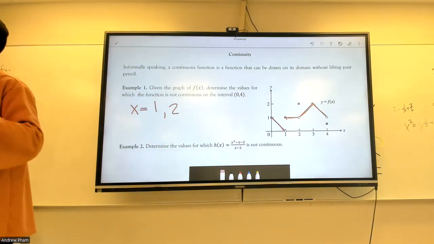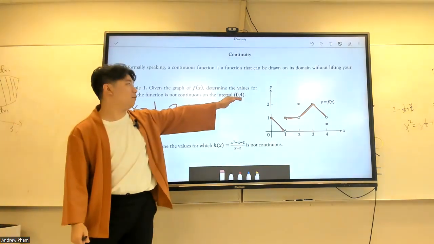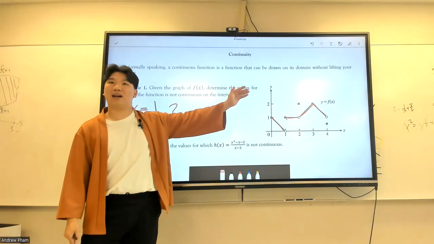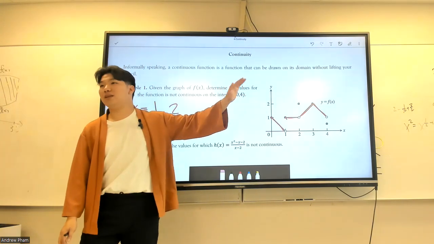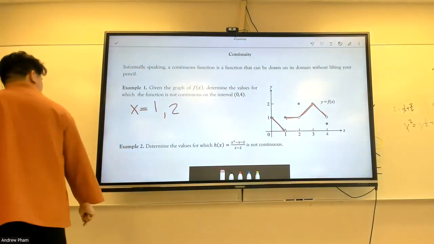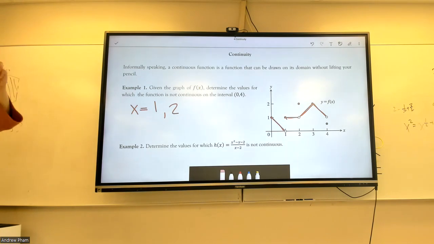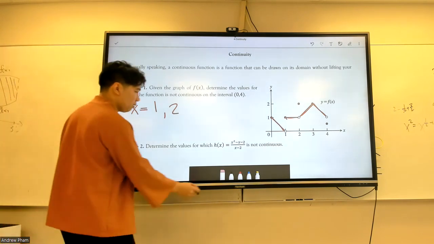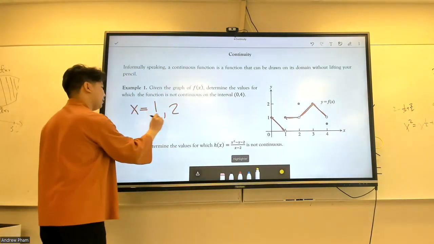Yeah, I did pick up my pencil, but I told you right here through this interval, I don't care about 0, I don't care about 4, regardless of if it was continuous or not. All right, so really we just had 2 values for x for which I am not continuous. So we're pretty much done here.